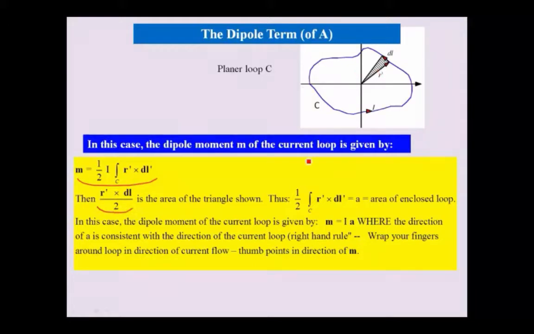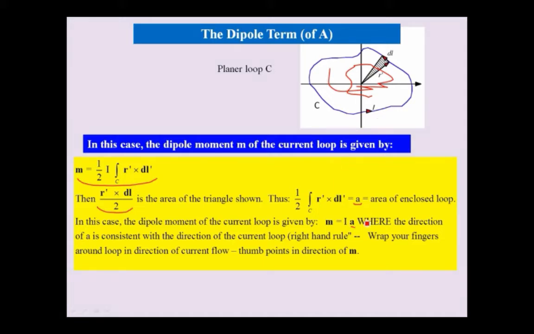And so if you simply call that an area A, the area of the enclosed loop, then if you write m down, this 1/2 times this is the area of the loop, and I'm talking about this area here, m will just be I times the vector A. A is the vector which points out of the curve in the direction of your thumb if you use the right hand rule where your fingers wrap in the direction of I.